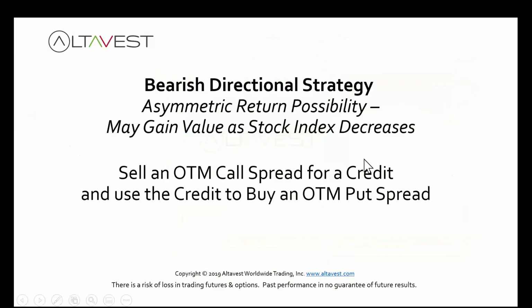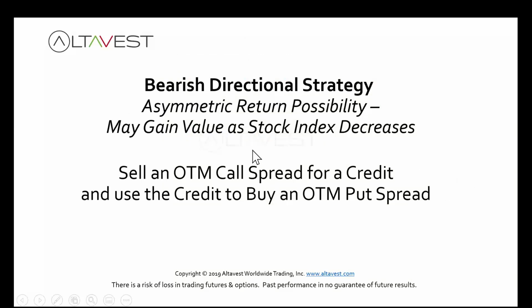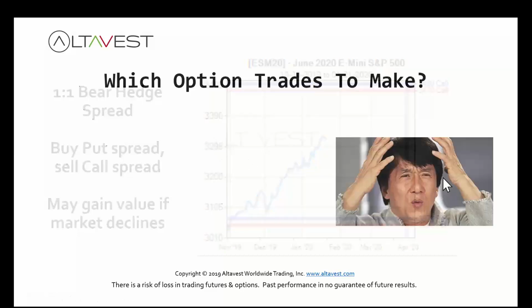And I'll also point out, I won't get into this too long, but you can do bearish strategies or bullish strategies with the Dragonfly by doing just the calls or just the puts. And you can also do what we call a bear hedge, where you are selling an out of the money call spread, and the money that you collect, you use to buy or finance the purchase of an out of the money put spread. So if the market starts to decline rapidly, then this trade should work out well for you. And of course you could do a bull hedge as well, but I just gave that as an example.